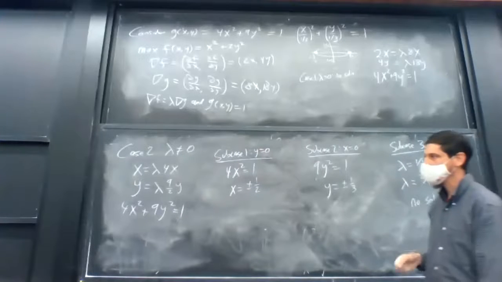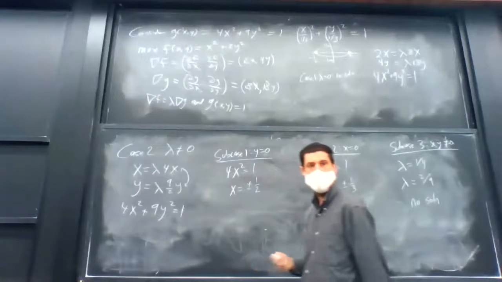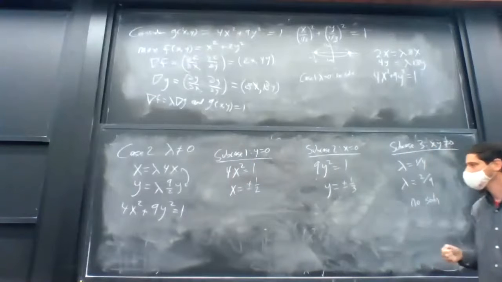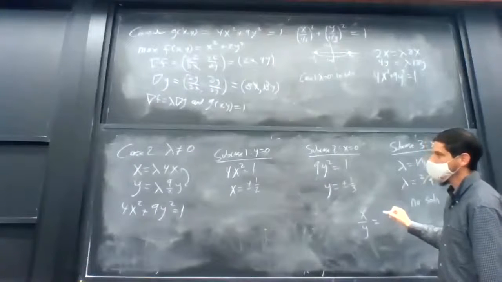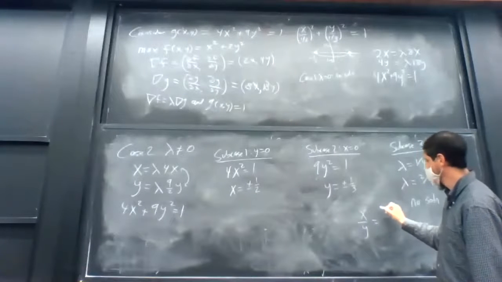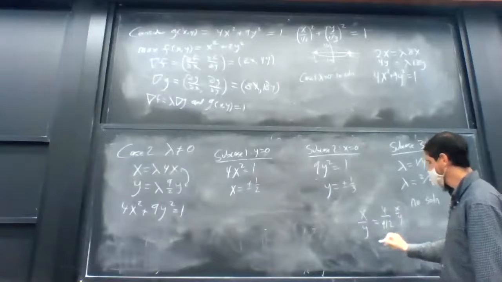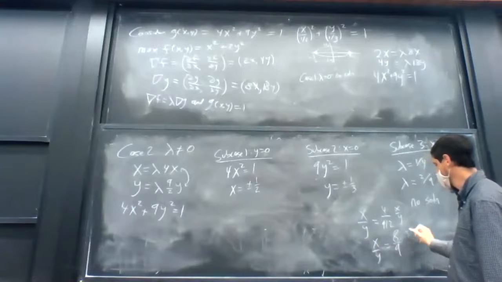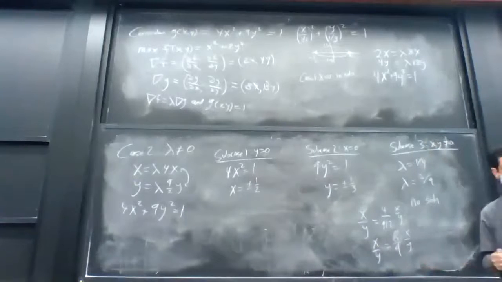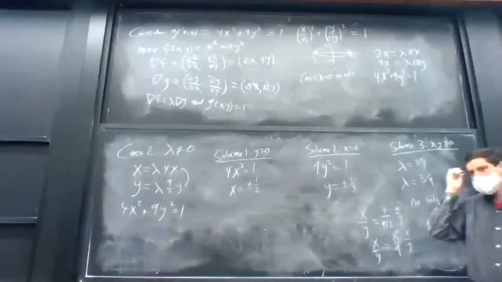Or if x and y and lambda are not 0, we could take ratios, right? If I divide the first equation by the second, the lambdas cancel, and I would get 4 divided by 9 halves x over y, or x over y equals 8/9 x over y. No solution.